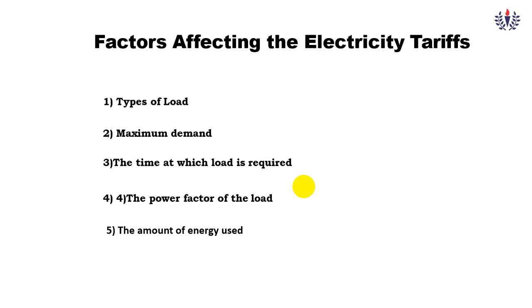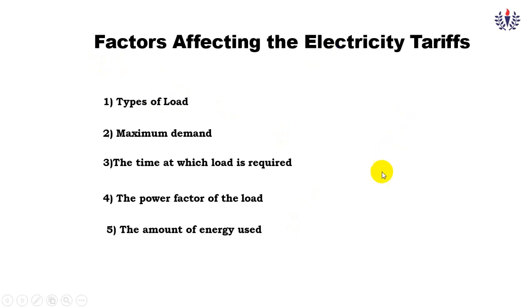And also the power factor of the load is very, very important. The power factor of the load should be high, in the sense it should be at unity power factor, or 0.8 to 1 is encouraged. So a lagging power factor causes a penalty, that is, it attracts more cost in the tariff. Then the amount of energy used is directly proportional. What units you consume, you have to pay the bill for it. So these are all the factors generally affecting the tariff.